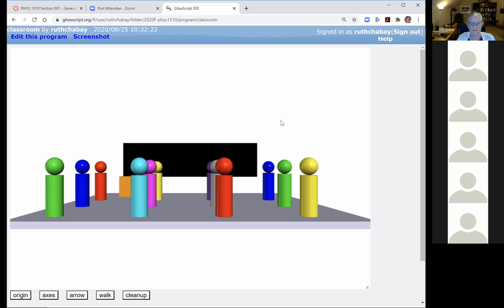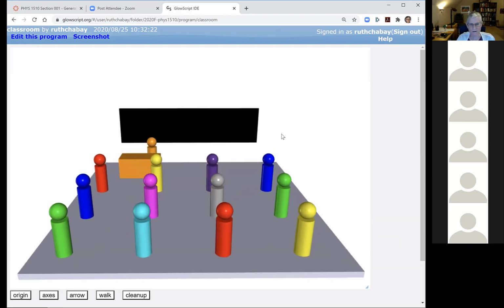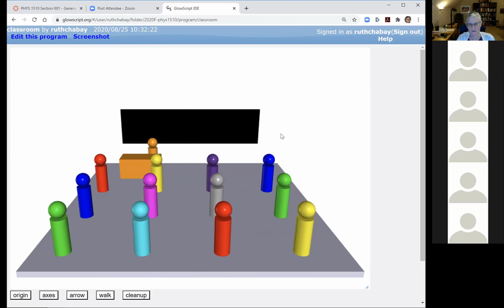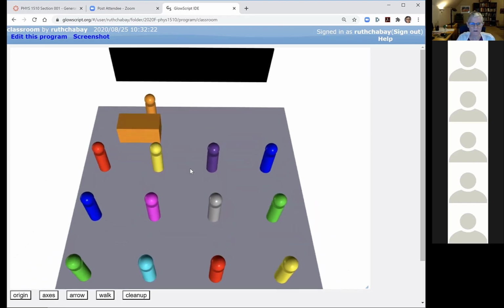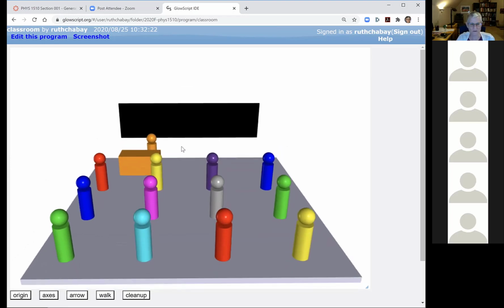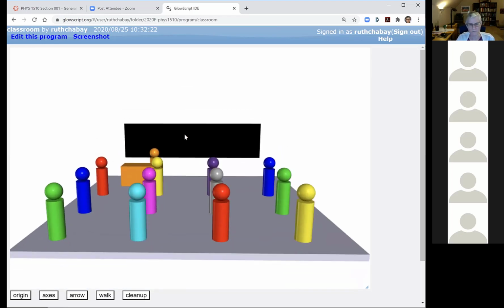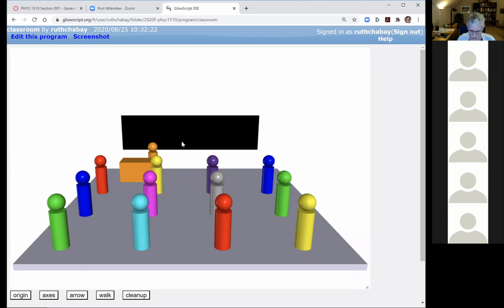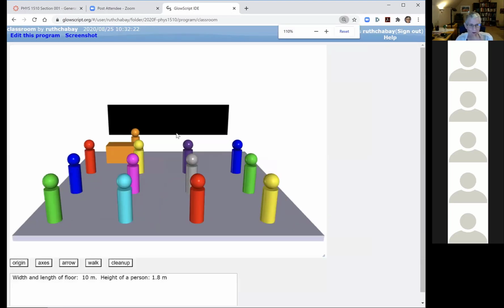So here is a virtual classroom where we can explore 3D vectors. And so we have a virtual orange instructor, a blackboard, and some carefully socially distanced students. Just for a sense of scale, the width and length of the floor is 10 meters, and all these people are exactly 1.8 meters high.